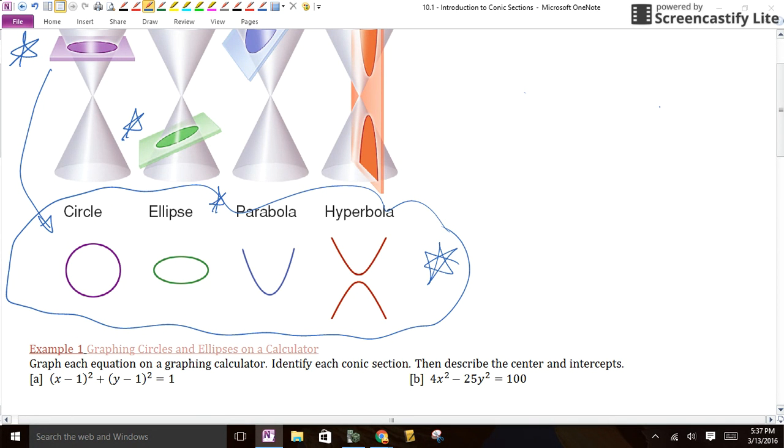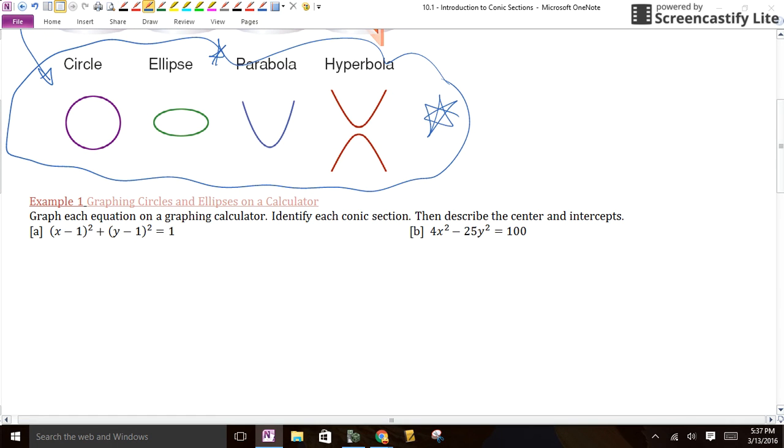When anyone talks about conic sections, most people groan, like, oh, conic sections. Just realize that all we're talking about are circles, ellipses, hyperbolas, and parabolas. That's it. And you get to learn all those shapes just like you've learned other parent functions. So I'm not going to give you the equations just yet.